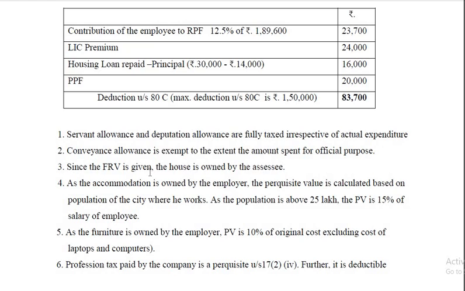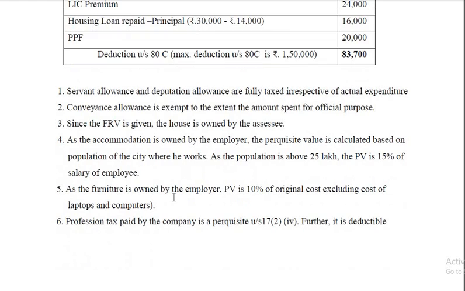Since the fair rental value is given, the house is owned by the employer. Otherwise, fair rental value will not be given. As the accommodation is owned by the employer, the perquisite value is calculated based on the population of the city or place where he works. Where he works means where the employee works. As the population is above 25 lakh in this problem, perquisite value is 15% of salary of the employee. What is salary? I have already mentioned earlier. We have given the calculation.